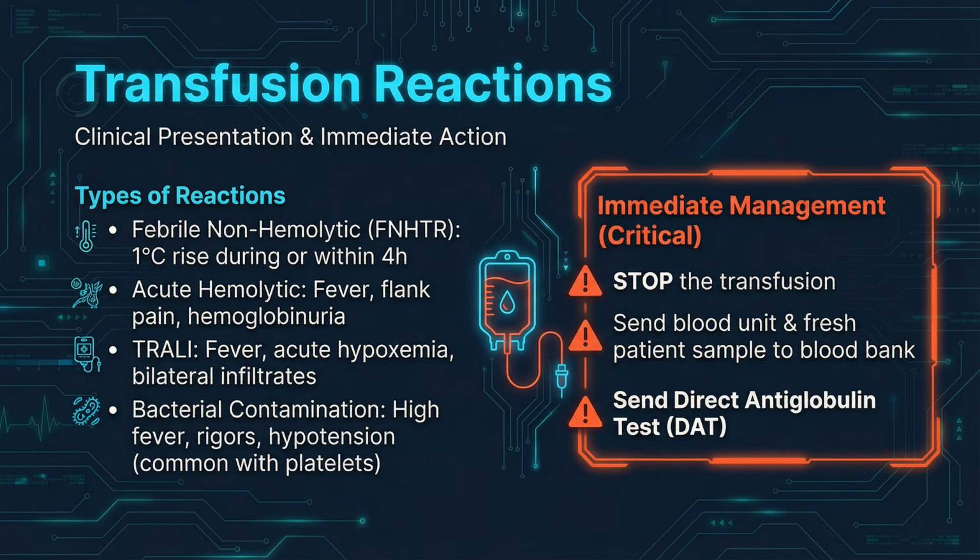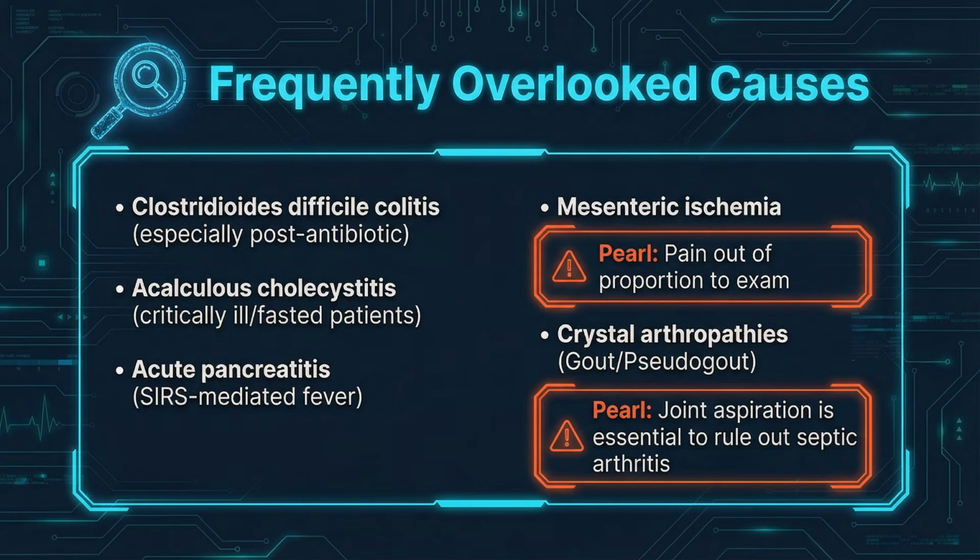For any suspected reaction, the immediate management steps are to stop the transfusion, send the blood unit and a fresh patient blood sample to the blood bank, and send a direct antiglobulin test. Several other conditions frequently cause non-infectious fever. Clostridioides difficile colitis is a common and often missed cause of fever, especially in the post-antibiotic setting. Acalculous cholecystitis can occur in critically ill or fasted patients.